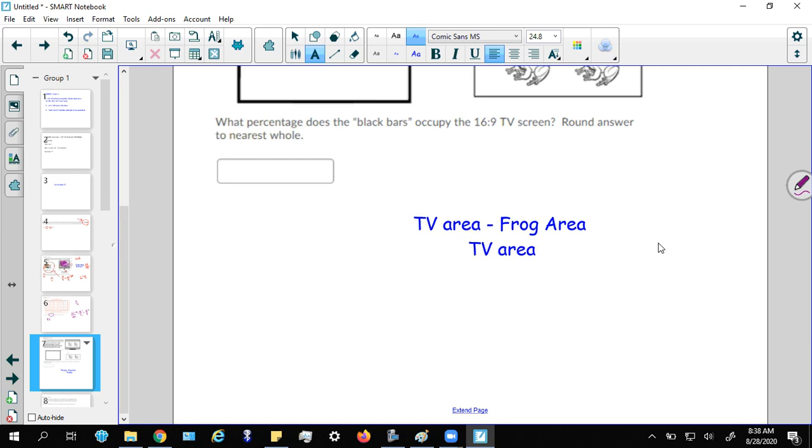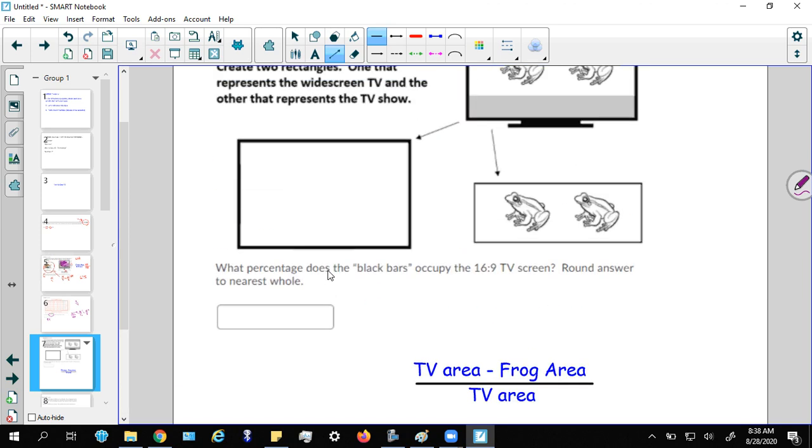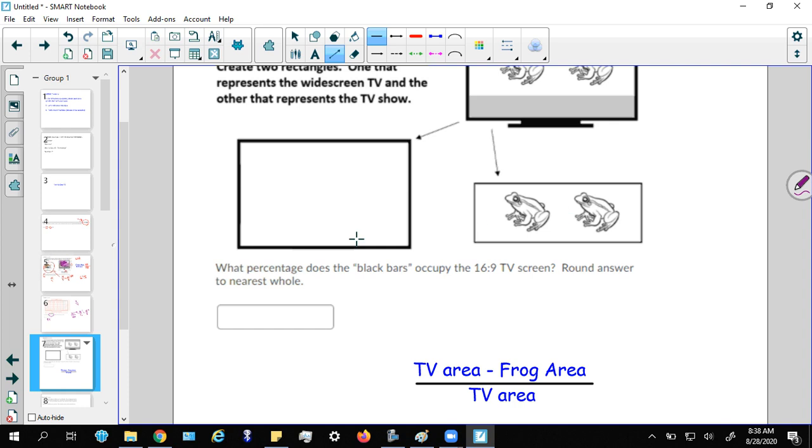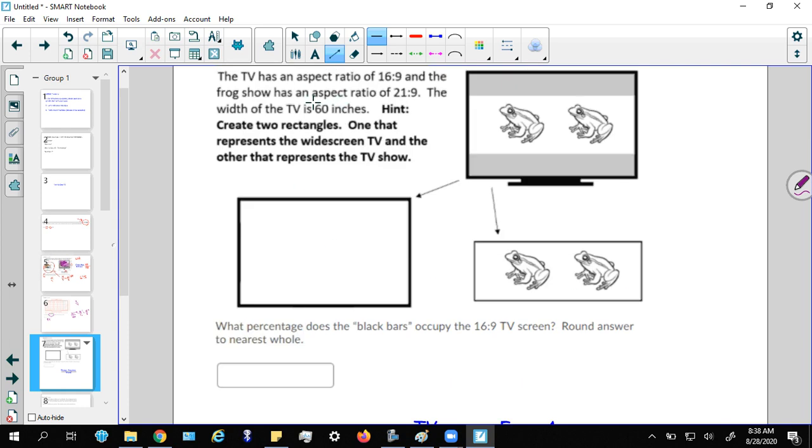Okay, and let me put a little division line here just so you know that will be dividing. So it's the TV area divided by the frog area. Now you might be asking, what the heck's the frog area? In this question, you're watching a frog show, so rather than writing the show, I'm just writing frog because there's a frog there. All right, so what we have is two rectangles. So let's start labeling some stuff here.